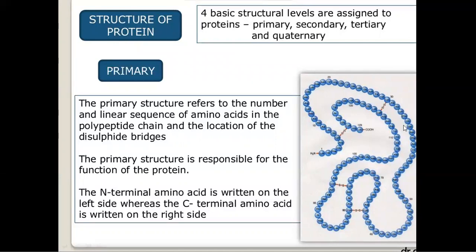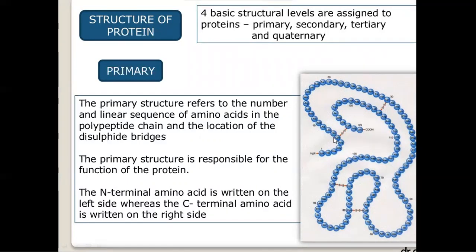Here this linear sequence will be bound by two important bonds. One is the peptide bond, which forms between the amino acids, and the second one is the disulfide bond, which is present between two side chains. So this is the side chain, this is another chain. Here the disulfide bond is forming between these two side chains.